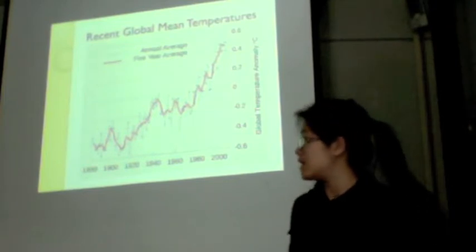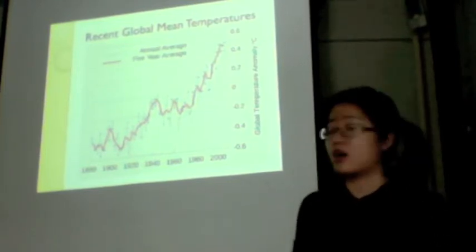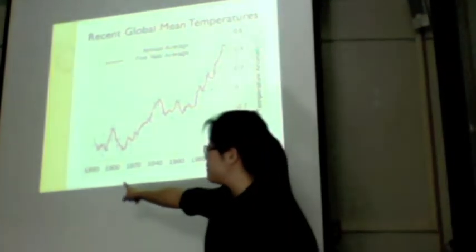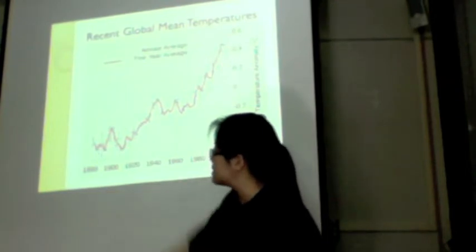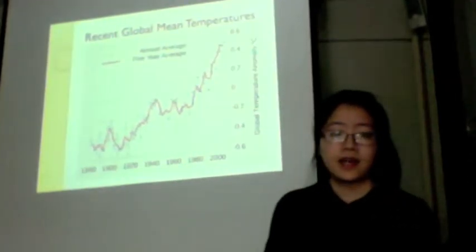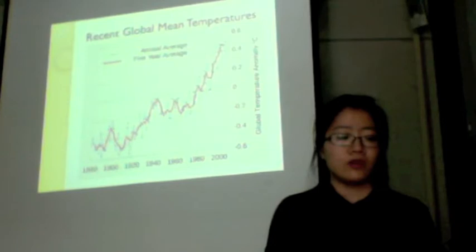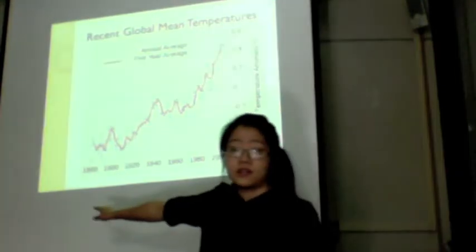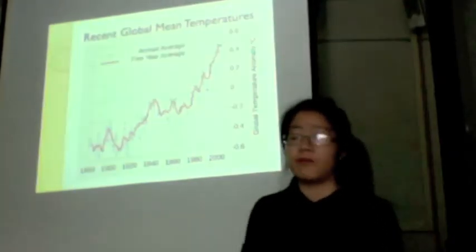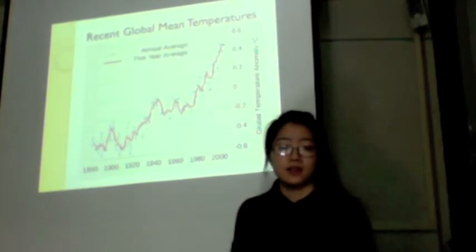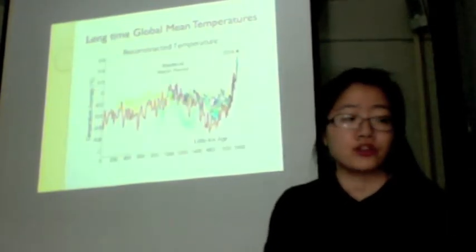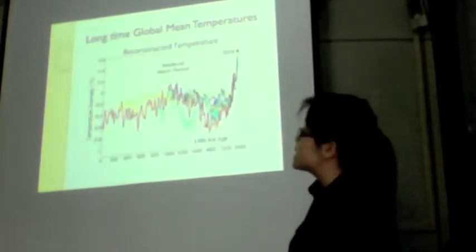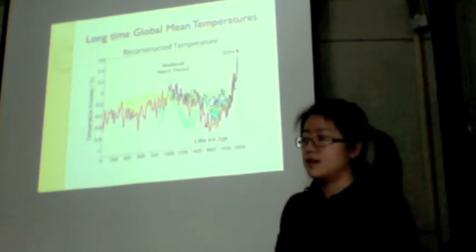Now, what happened? I talked about this at the beginning of the course. What happened before 1880 and over maybe all these 1,000 years? What is the general picture of temperature? I will show you the next picture. This is the reconstructed temperature.